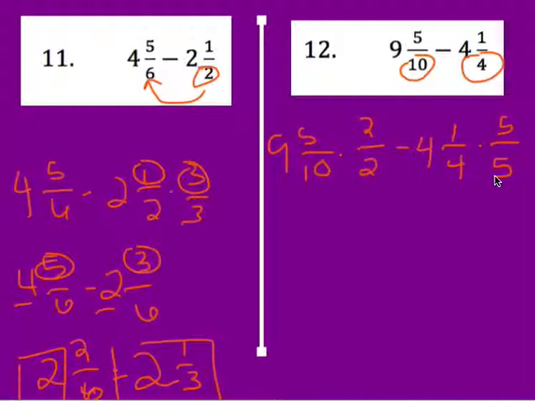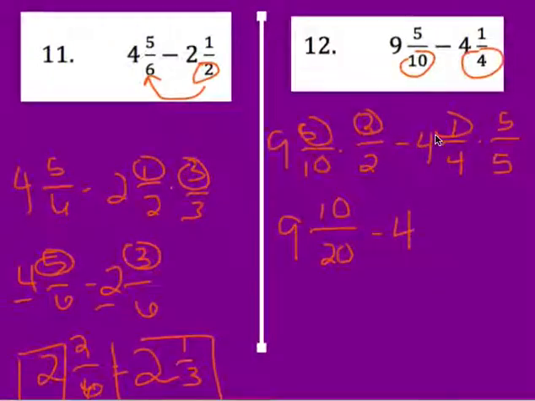So we're just going to do each of those fractions. So then, 5 times 2 is 10, and 2 times 10 is 20. So then we're going to subtract out 4. 1 times 5 is 5. 4 times 5 is 20. So now that we have that all set to go, we're ready to subtract.